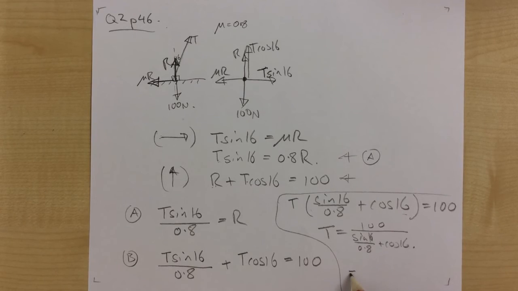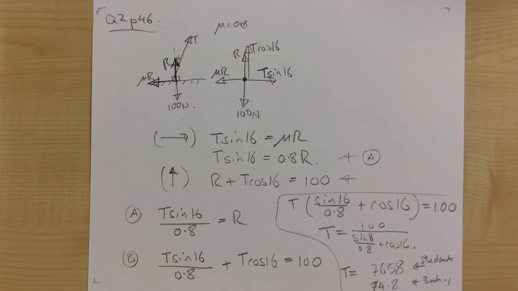And use your calculator and you get an answer. T equals. Okay, so the answer's given. Student answer is 76.58. That's probably correct. 74.8 is the answer given in the back of the book, but we think there may be an error in that.